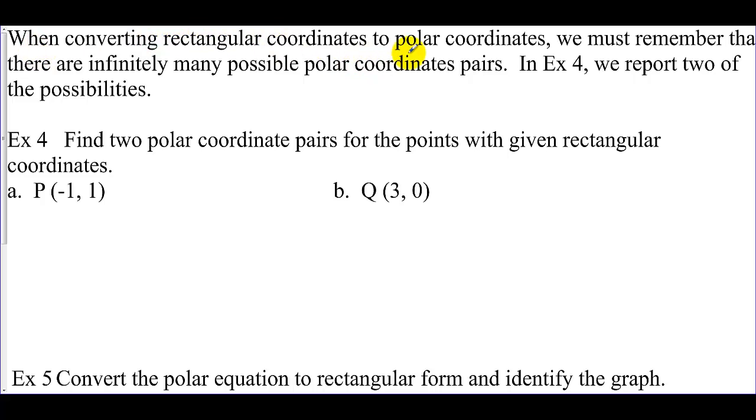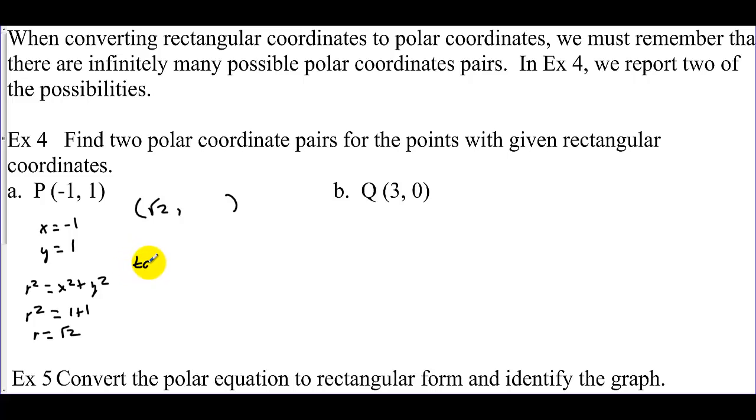When converting rectangular coordinates to polar coordinates, we must remember that there are infinitely many possible polar coordinate pairs. In exercise 4, we report 2 of the possibilities. Exercise 4: find 2 polar coordinate pairs for the points with given rectangular coordinates. So x is equal to negative 1 and y is equal to 1. We know that r squared is equal to x squared plus y squared. So r squared is equal to 1 plus 1, and r is equal to the square root of 2. So we have square root of 2, comma, and now we need the angle.